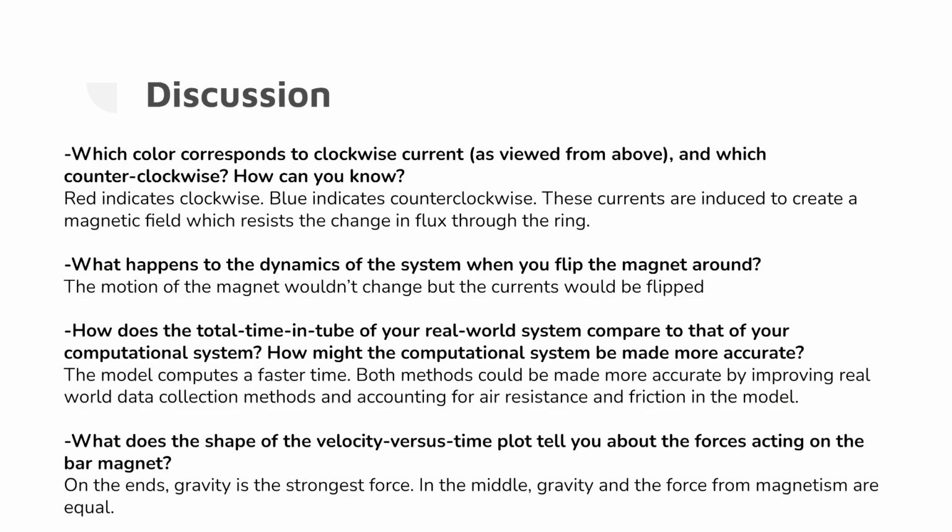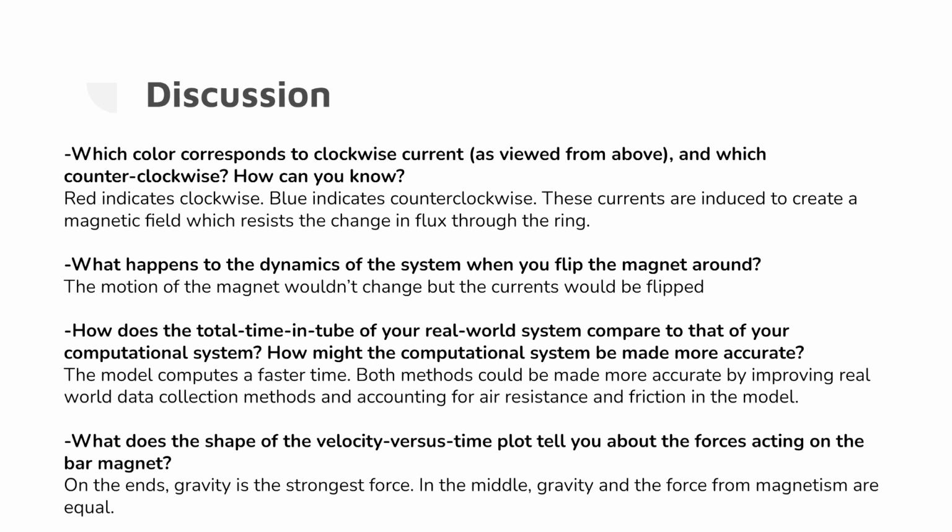All right, which color corresponds to clockwise current as viewed from above, and which counterclockwise? How can you know? In the model, we were assuming that the magnetic dipole moment is pointing up. A current is induced to resist the change in flux. Because of this, red indicates clockwise and blue indicates counterclockwise. What happens to the dynamics of the system when you flip the magnet around? The motion of the magnet wouldn't change, but the currents would be flipped because the magnetic field would be traveling in the opposite direction.